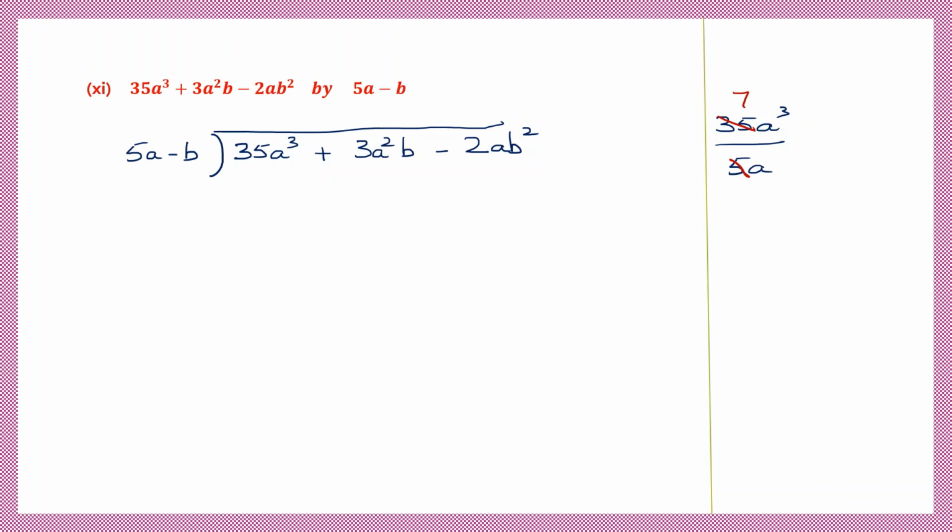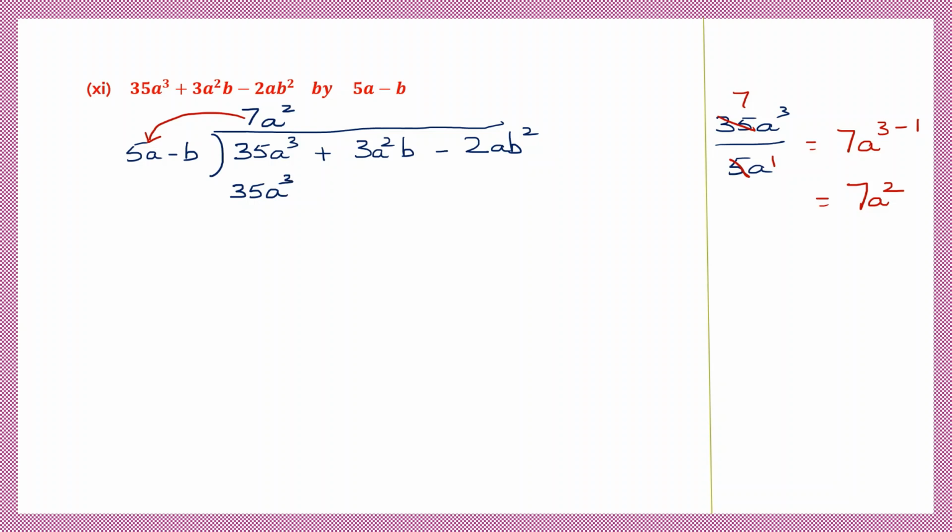5 sevens are 35. So we'll have 7, a to the power of 3 minus 1. So what do we have here? 7a, 3 minus 1 is 2. So let's write that there. 7a square. Now we have to multiply 7a square into 5a. So let's multiply the numbers. 7 5s are 35. a square into a, to the power of 2 plus 1 is 3.